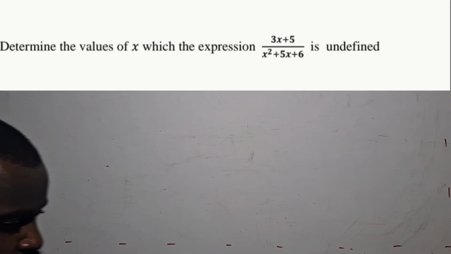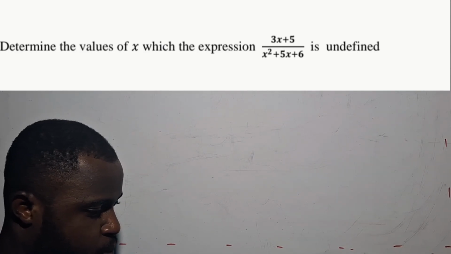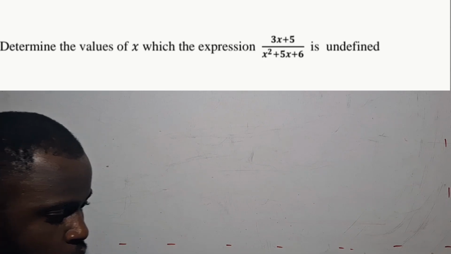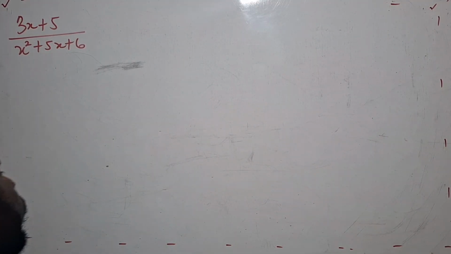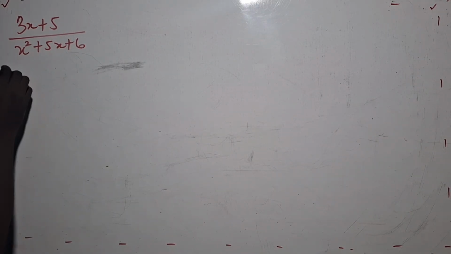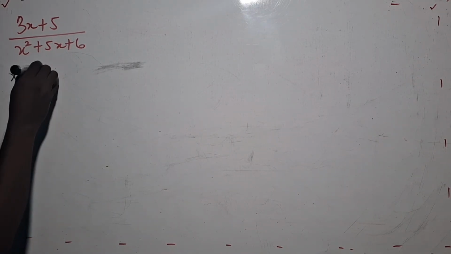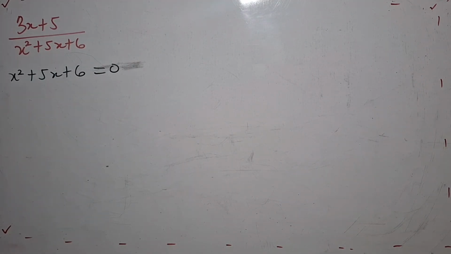So as the next question is posted on the screen, they say determine the values of x which the expression (3x + 5) all on (x squared + 5x + 6) is undefined. So undefined, once again, the focus is on the denominator. So we have to equate it: x squared + 5x + 6 is equal to 0. What do we see? This is quadratic.